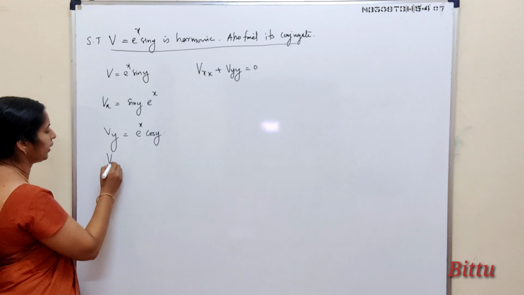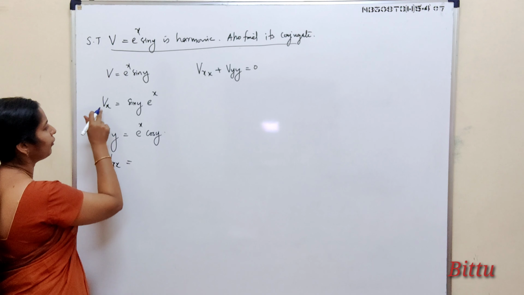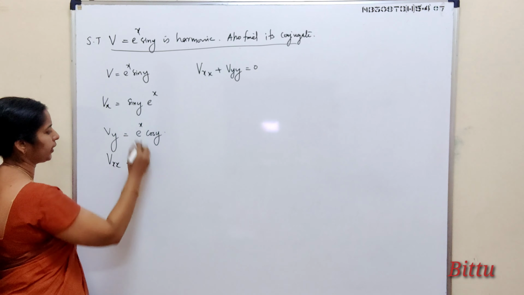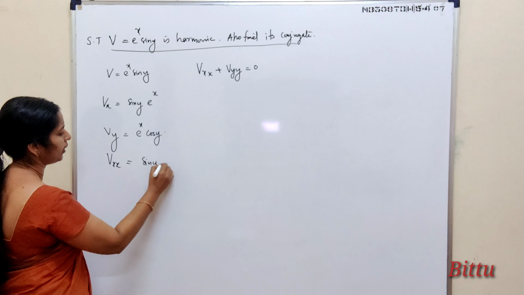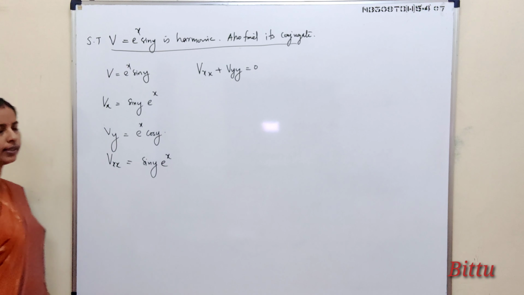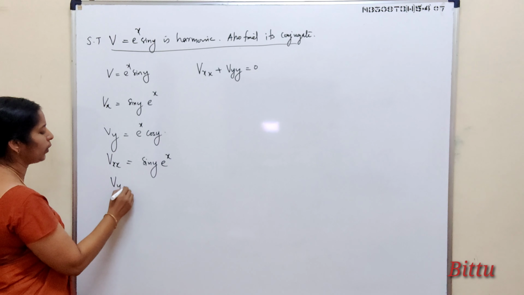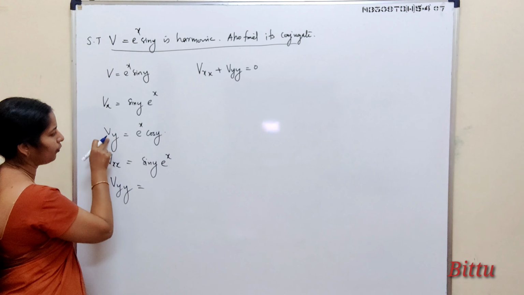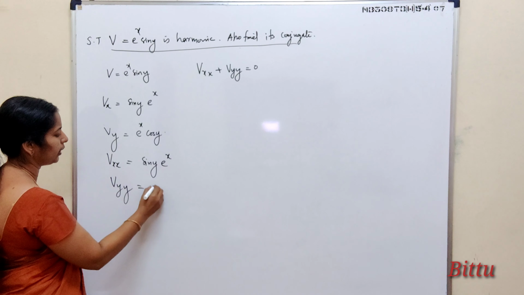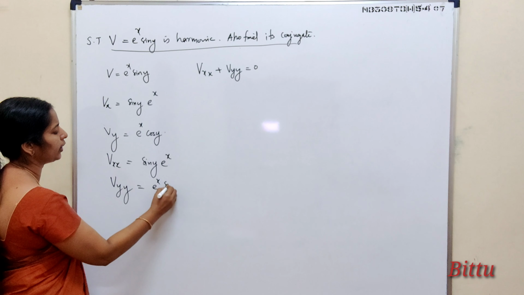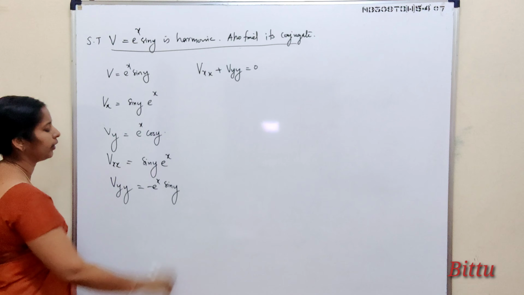Next v_xx. You again differentiate v_x partially with respect to x. Sin y is a constant. Derivative of e raised to x is e raised to x itself. Similarly, v_yy. You differentiate v_y partially with respect to y. So e raised to x into derivative of cos y, which is sin y with a negative sign.